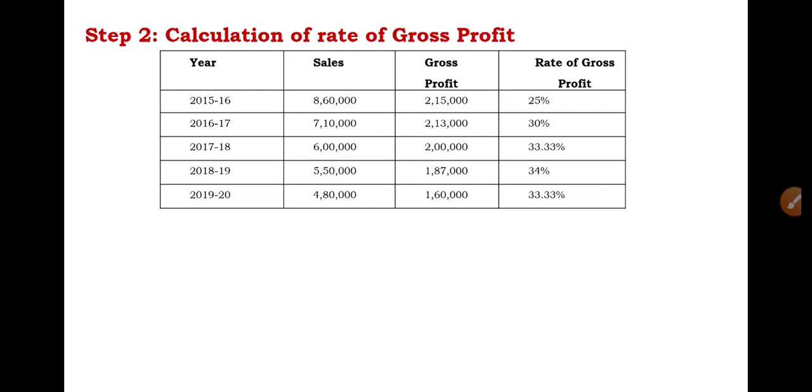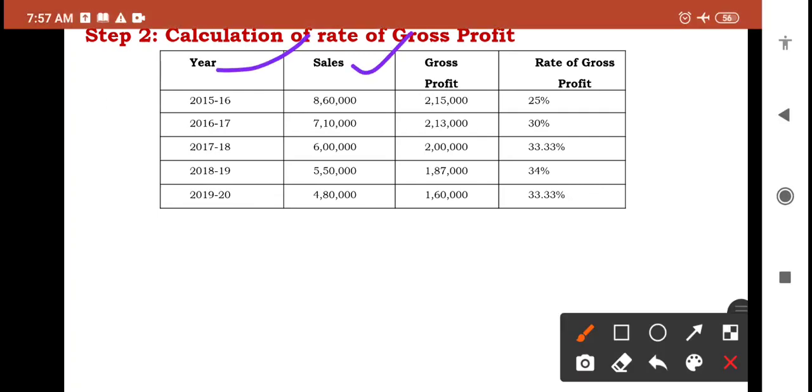Step 2 is the calculation of rate of gross profit. In order to find out the rate of gross profit, we require sales and gross profit. In the question, the 5 preceding years' information is given, that is sales and gross profit. So we can easily calculate the rate of gross profit for the past 5 years. For that we need to prepare one table which consists of 4 columns: year, sales, gross profit and rate of gross profit.